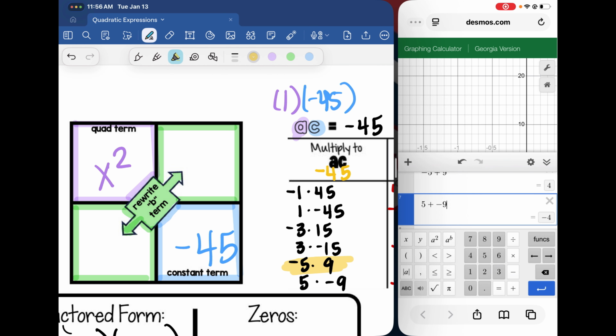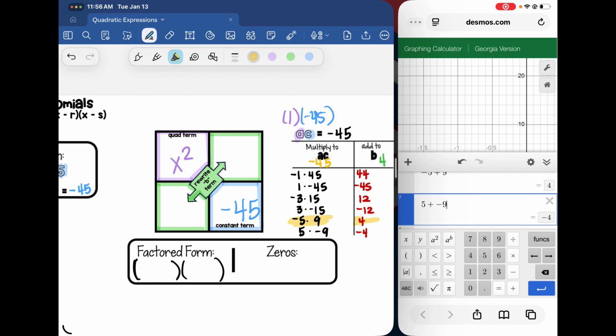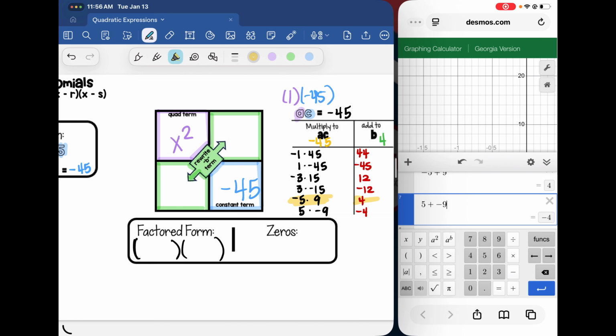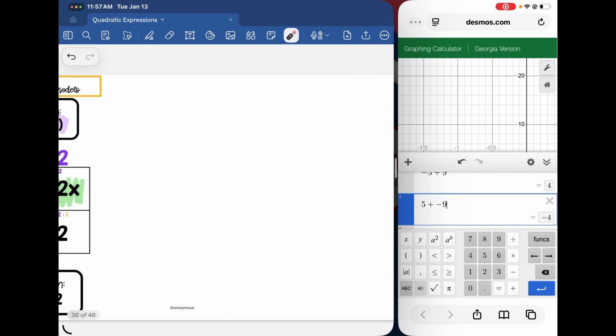-5 and 9 multiply to -45, and it adds up to a positive 4. So I'm going to take these two numbers and I'm going to rewrite my B term where it will say a -5x and a positive 9x. Because 9 minus 5 gives me 4. They're equivalent.